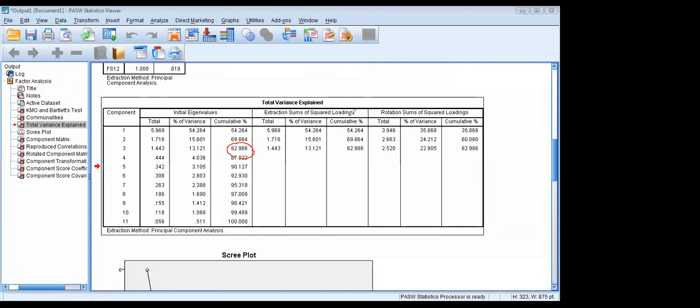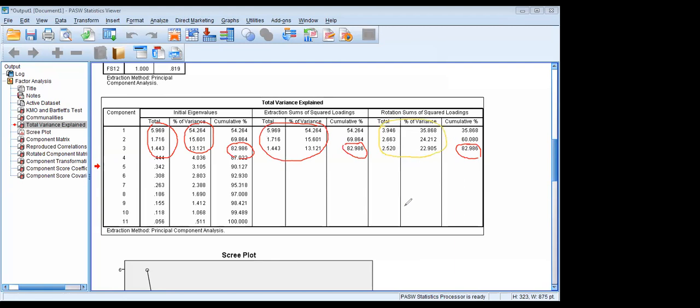Again, you come to the extracted sums. These both are the same, right? 54, 69, 82, same, 82.986. Again, in the rotated sums also, it is the same, 82. But what is the difference, you know? See here, the percentage of variance in initial eigenvalues and the extraction, they are the same. Okay. But in rotated, I will show it in yellow color. In the rotated matrix, it is not 5.9, it is 3.96, and the next one is 2.6 and the next one is 2.5.